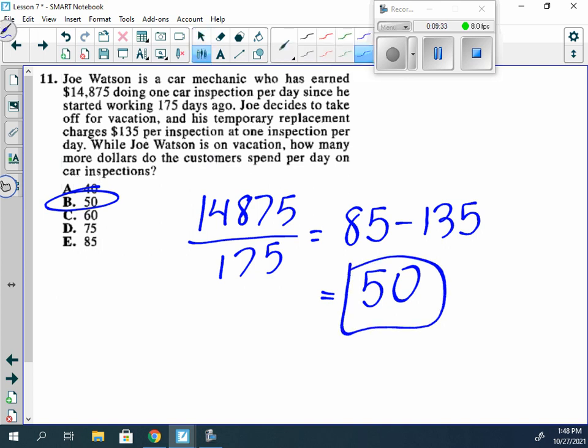Nice job, Cadence. You got that right. And then when we subtract, we get 50. So they're paying $50 more per inspection. Questions on this here? Are we ready for the last one?